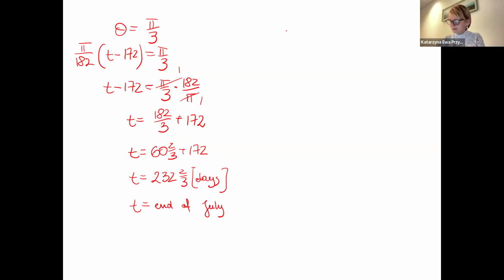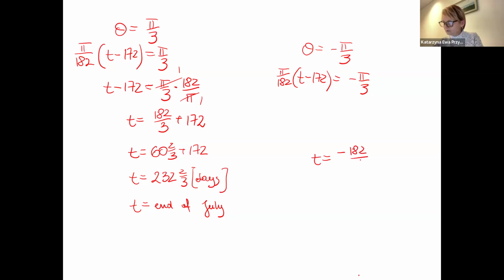Okay, and now we have another one. Let me write a little bit lower. Negative pi over 3. Then we will have pi over 182 (t minus 172) equals negative pi over 3. That means I can maybe skip all of this. It will be negative 182 divided by 3, because everything is the same, plus 172. So now we have to subtract.